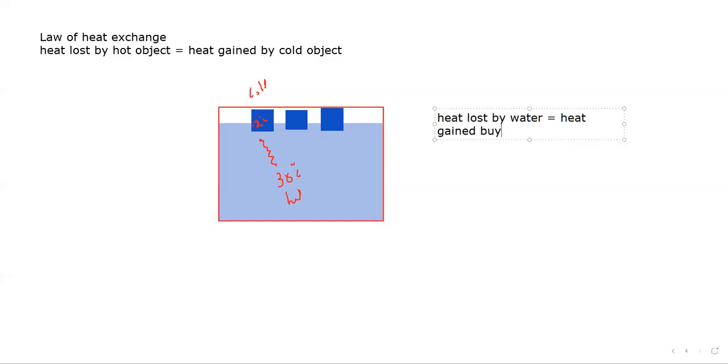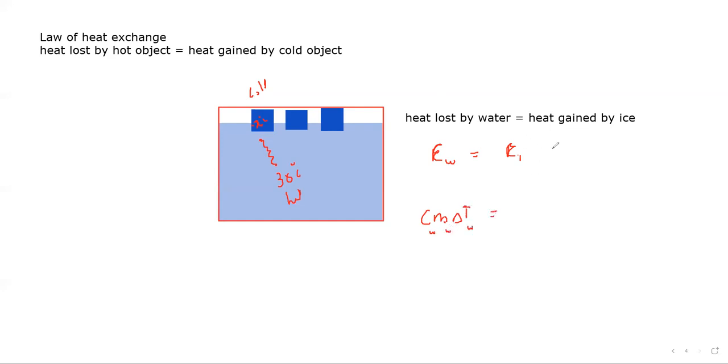But how to find the heat loss or heat gain? It depends on what is happening to the matter, whether there is a change in state, or a change in temperature, or both. For water, what will happen? The water will cool down, so there will be a change in temperature. Heat lost by the water is equal to heat gained by the ice. For water, it will be Cm delta T, where C is the specific heat of water, m is the mass of water, and delta T is the change in temperature of the water. But what about ice?